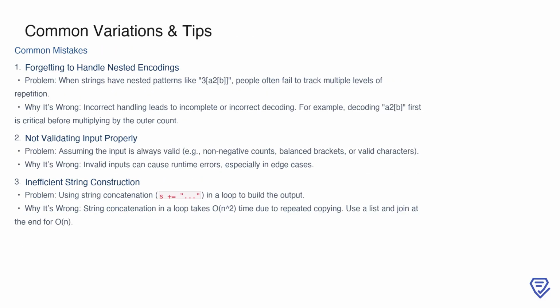One common mistake in solving this problem is forgetting to handle nested encodings. For instance, when you have a pattern like 3[a2[b]], it's important to decode the inner portion, a2[b], before applying the outer multiplier.